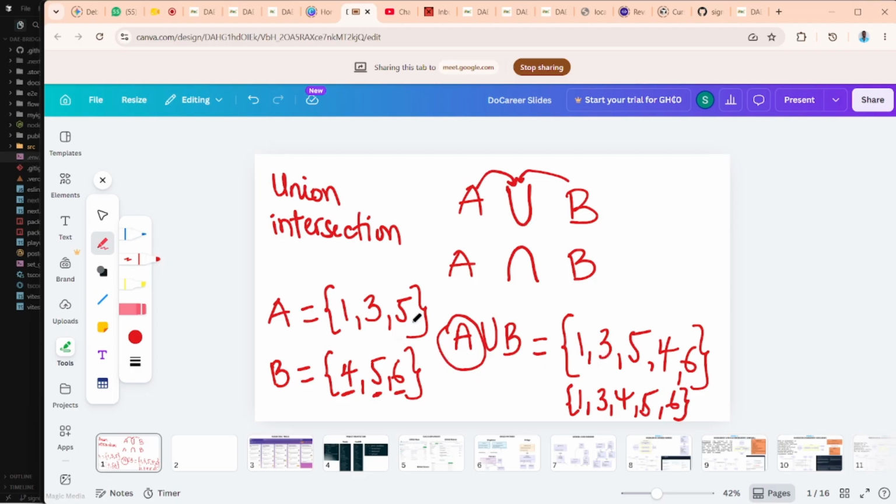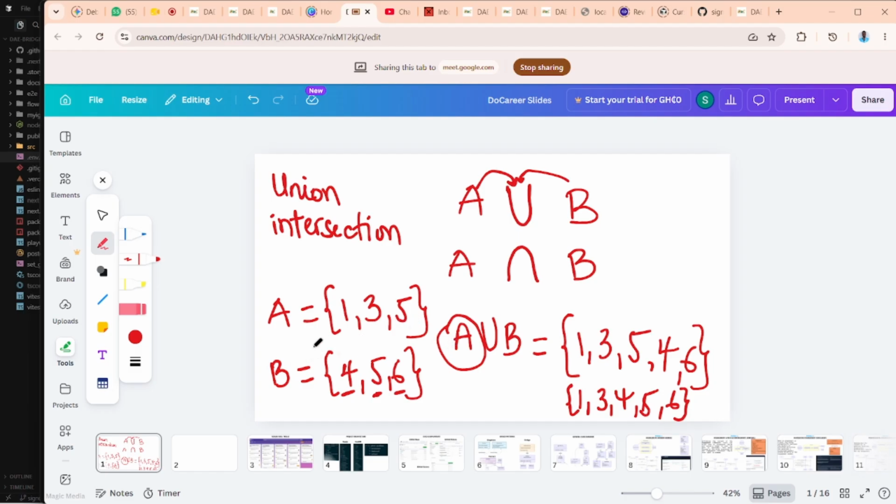So for a union, I take the first set and write all its elements inside, then I go to the other set, and when I'm writing its elements one by one, I check if that particular element is already written. If it's already written, you skip to the next one, and at the end of the day, you have everything put together.